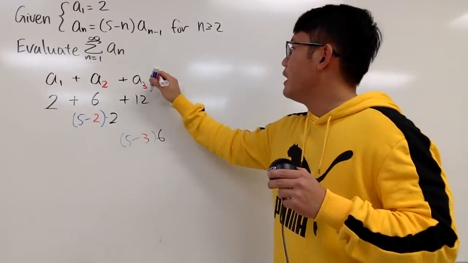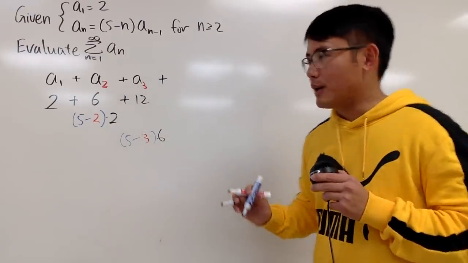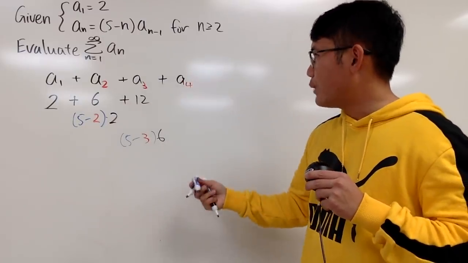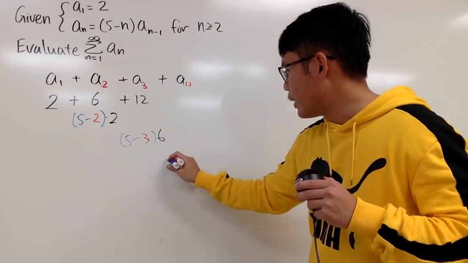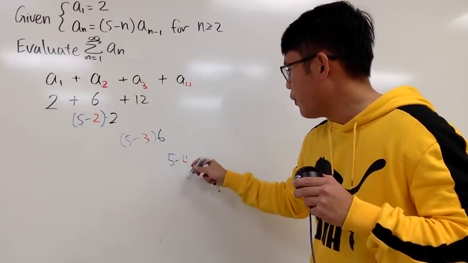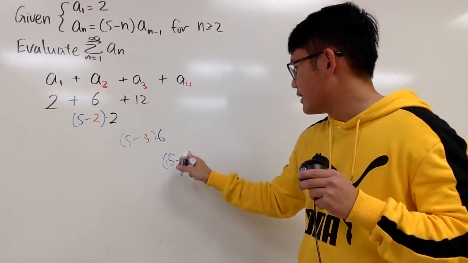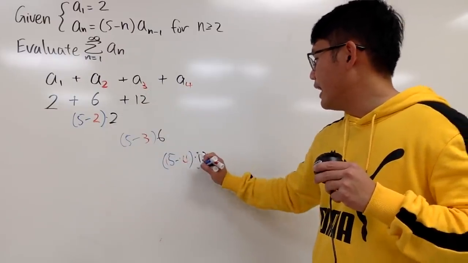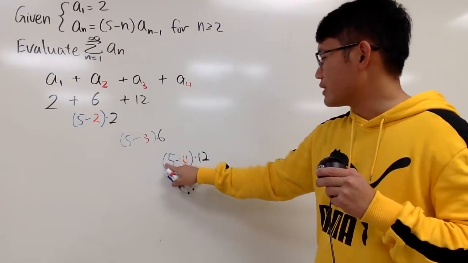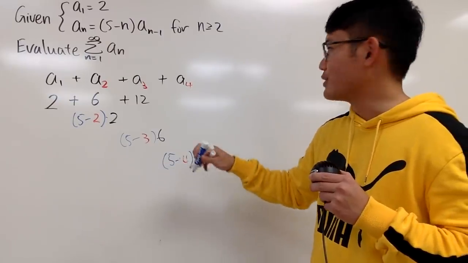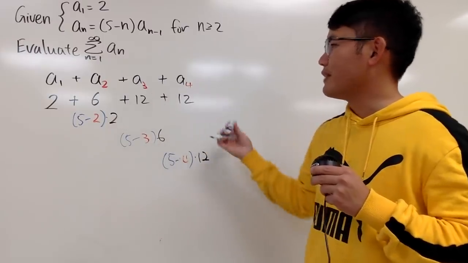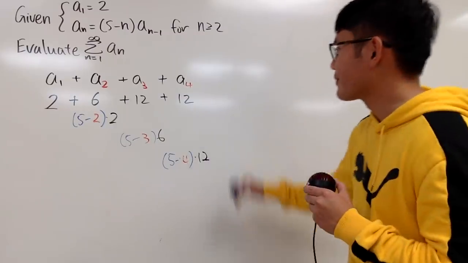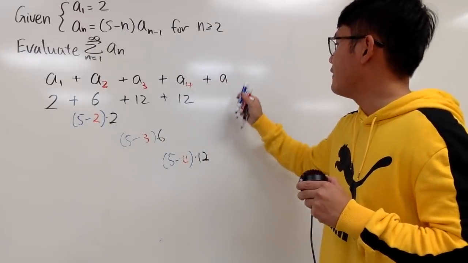All right, continue. Hopefully this is a pattern, otherwise I don't know when to stop, right? Let's see, a4. In this case, I will have to plug in 4 into here, so that means I will have to do 5 minus 4, and then put that in the parentheses, right? And then times this term, which is 12. And we see that 5 minus 4 is just 1, times 12, of course, that's just 12. So we are still going to add 12 like this. All right? Let's do one more term. So add a5.